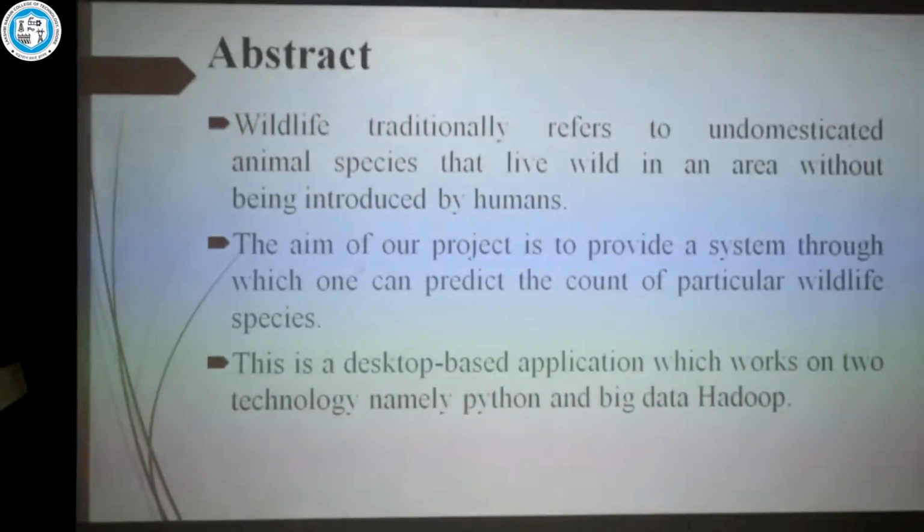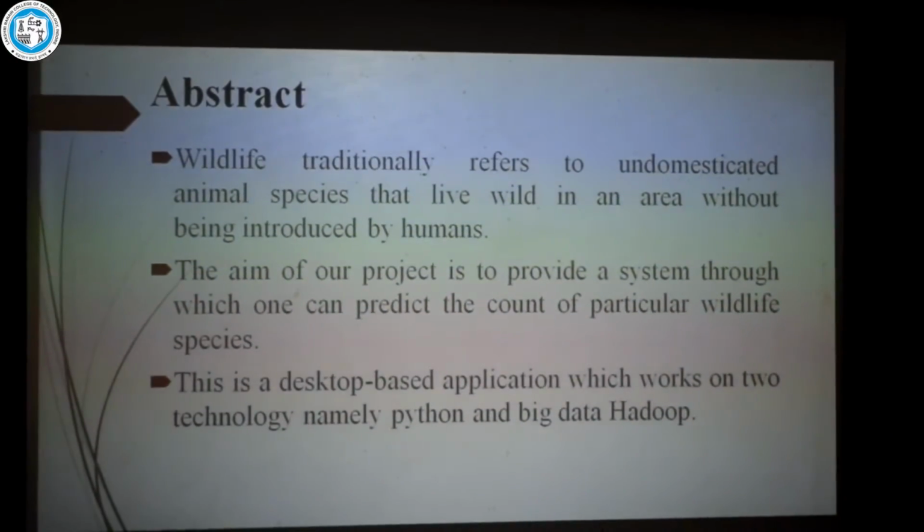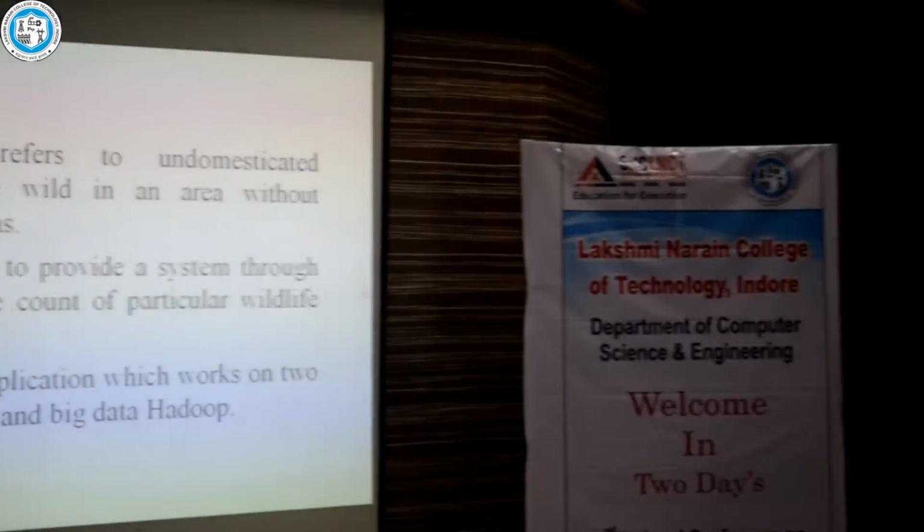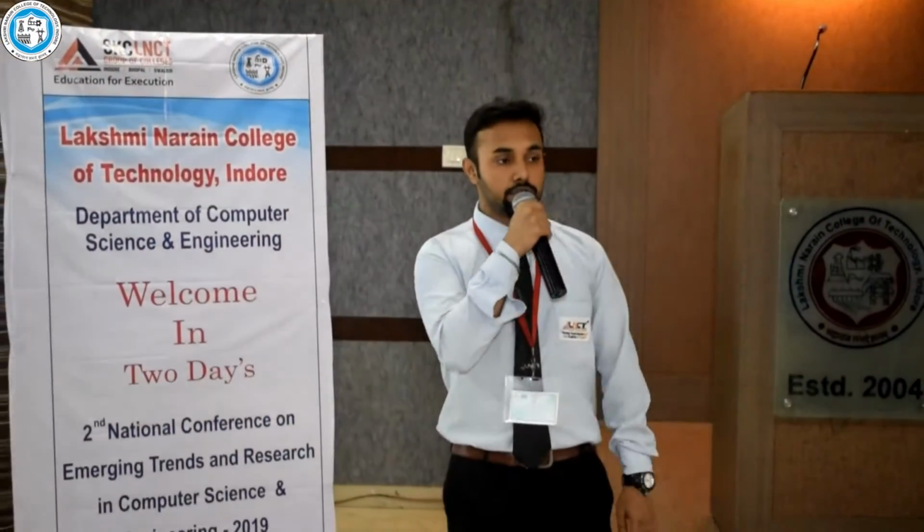The project that we have worked on is an analysis and prediction system for wildlife species. Going through the presentation, we will cover the abstract, introduction, objective, literature survey, problem domain, proposed system, result, and then the references. As we all know, wildlife traditionally refers to undomesticated animal species that live in the wild, in an area without being introduced to humans.